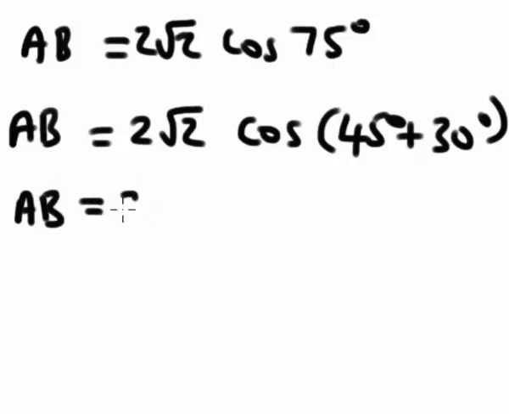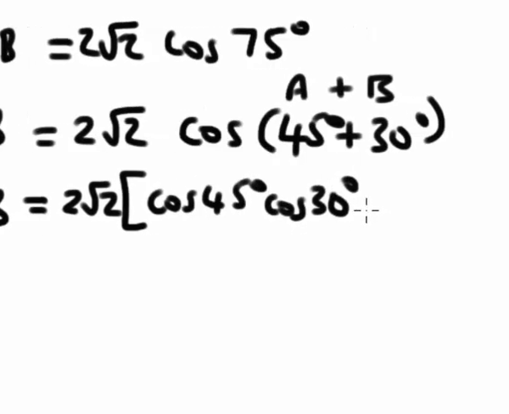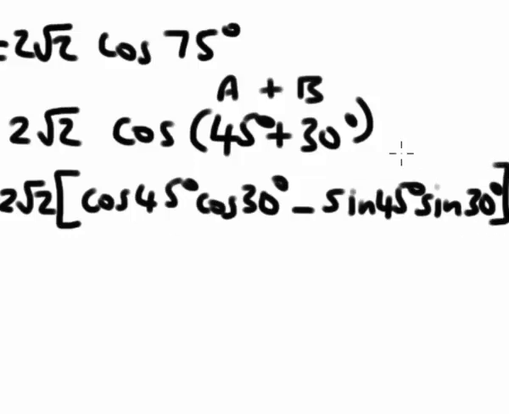So what can we do with this 2 root 2? Now, what we can do is expand that. Remember, that's a cos of A plus B. If you look at the formula sheets, cos of A plus B is cos A, which is that guy, cos of B, which is 30, then minus the sine of A and the sine of B. Look at that. What a pleasure.